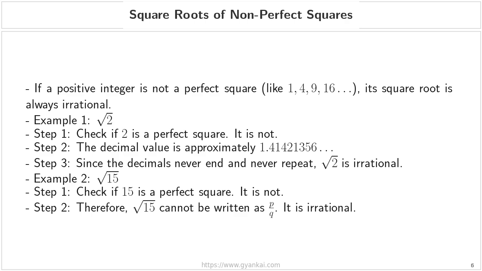Next, let's examine the square root of 15. Following our process again, step 1, we check if 15 is a perfect square. It isn't. Therefore, following the logic we just discussed, we can conclude that the square root of 15 cannot be expressed as a simple fraction, or p over q. This makes it an irrational number. As we move to the next slide, we will see that this concept extends beyond just simple square roots to include famous mathematical constants.